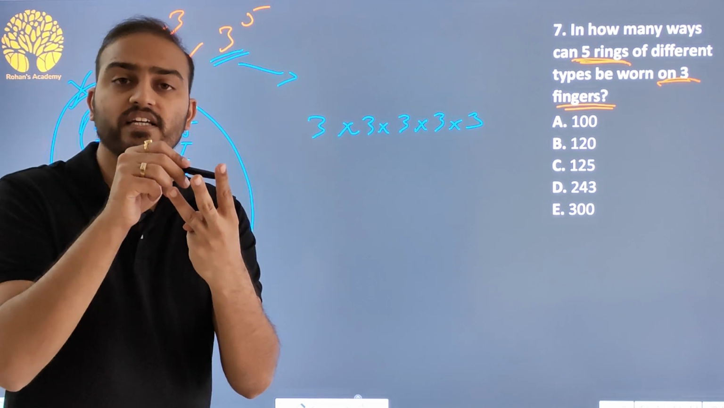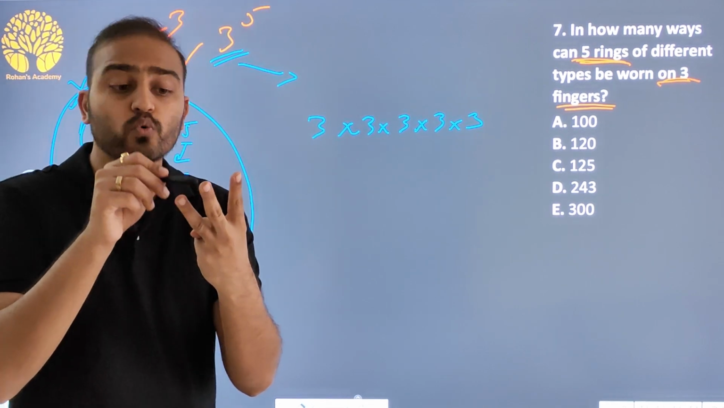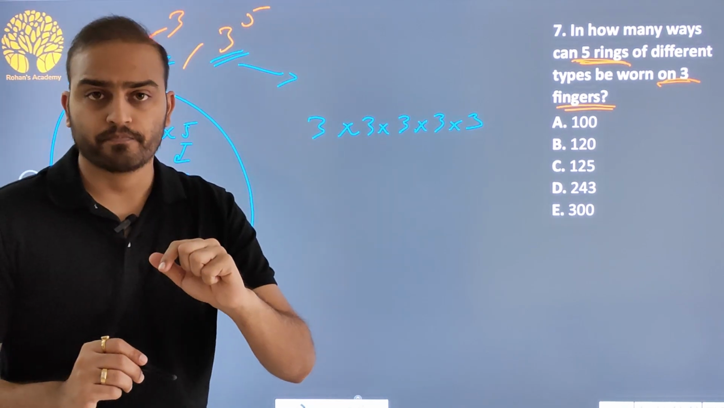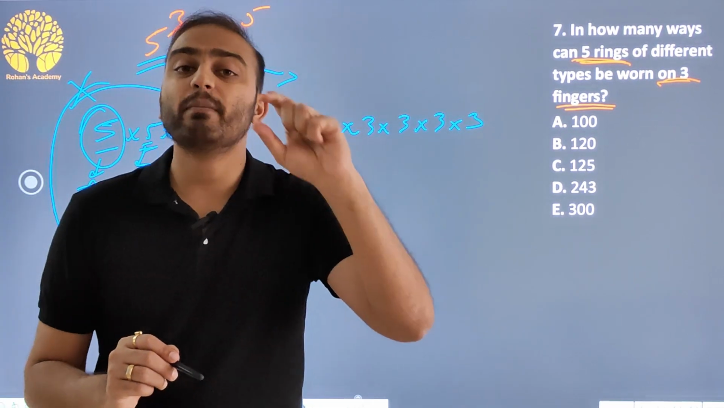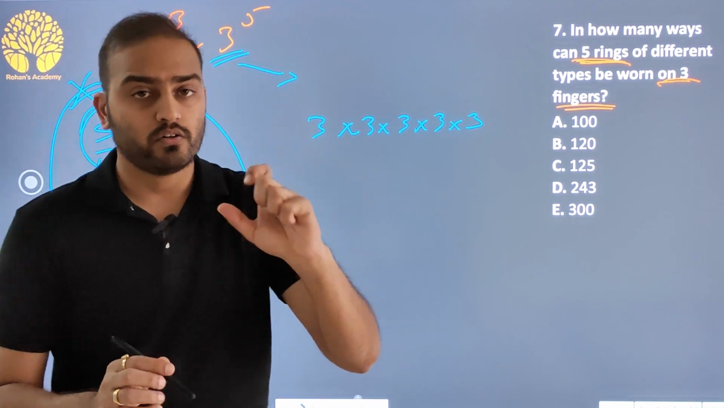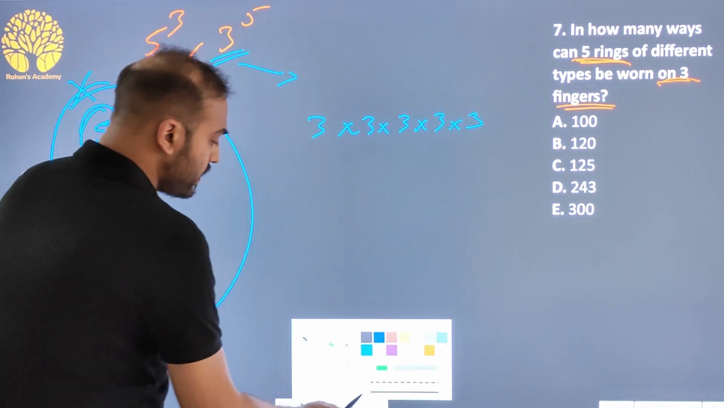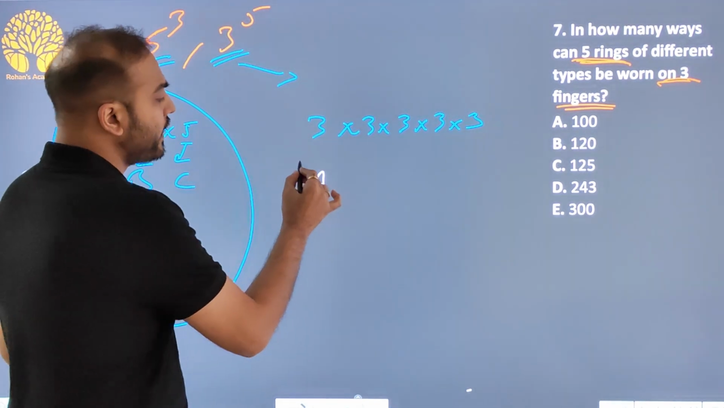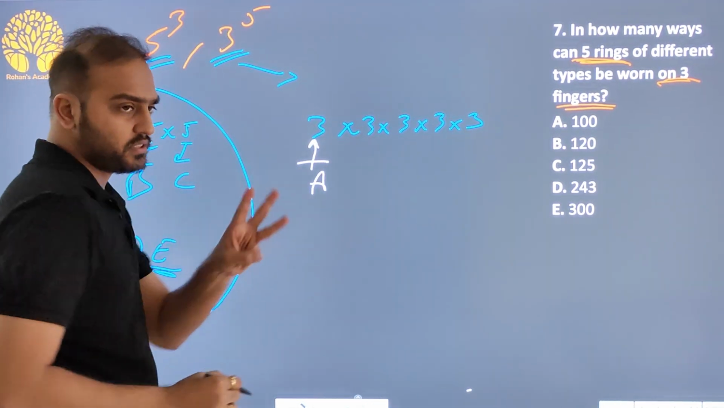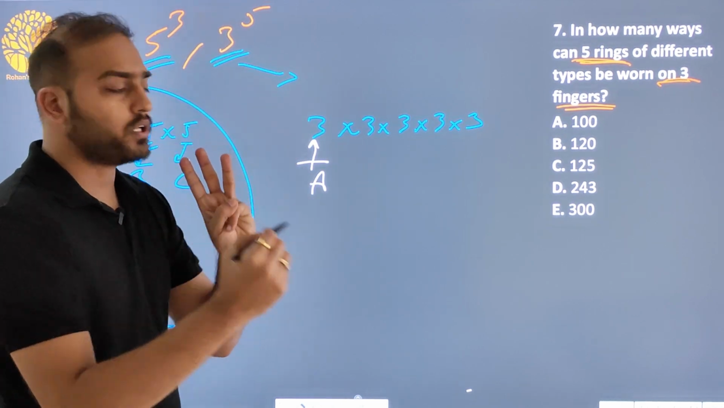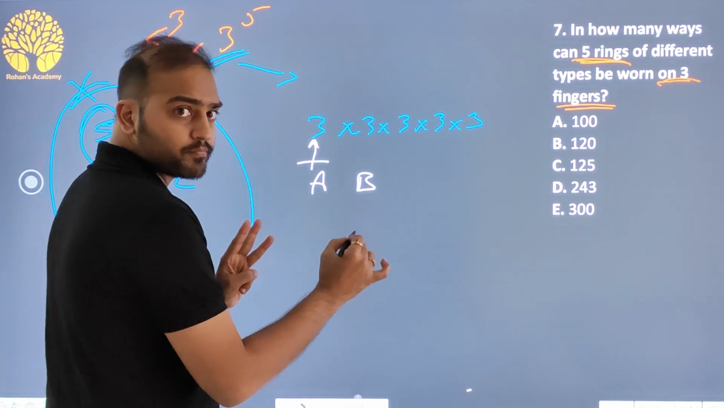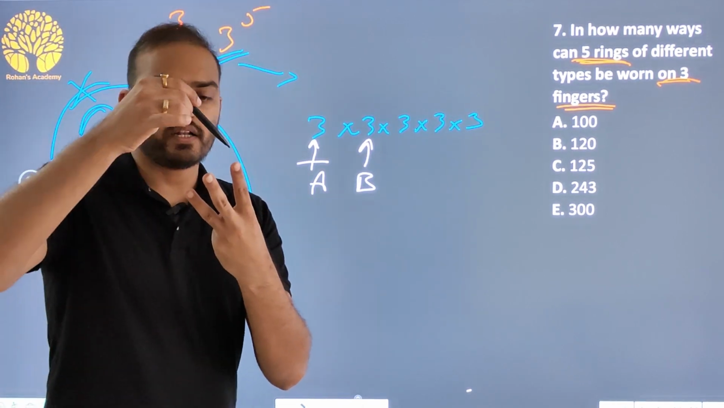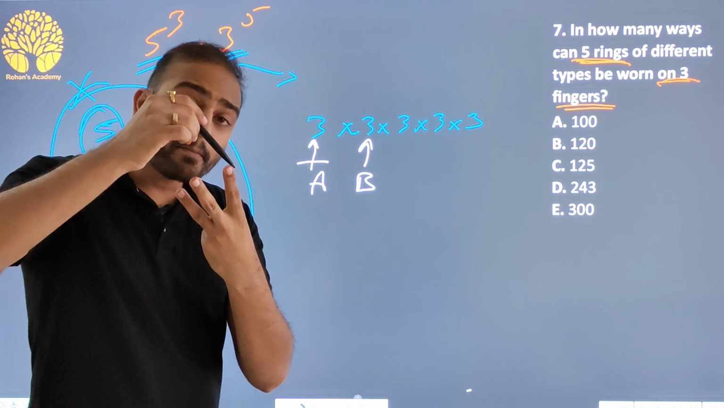You can't repeat the same ring here and here. Once you have worn, say, ring A here on the index finger, you can't repeat it. What you can repeat instead is the finger. What does that mean? I will look at ring A and I will say I have 3 options, wear it anywhere I want. Then I will look at ring B, again wear it on any of the fingers I want. So if I put ring A here, I can put ring B again here.